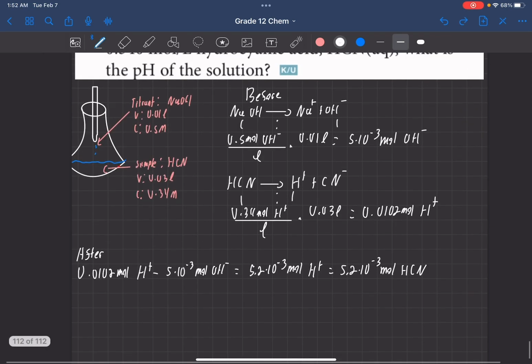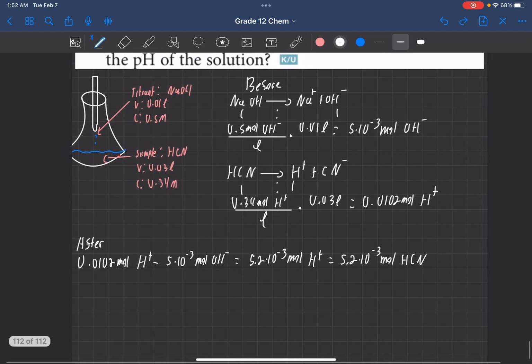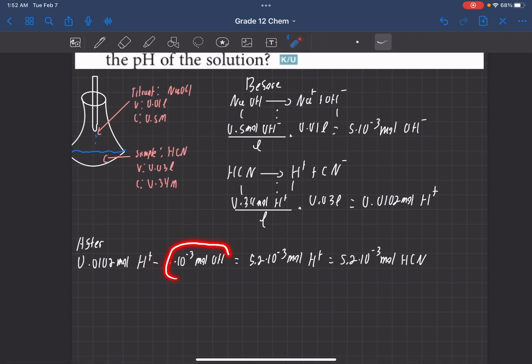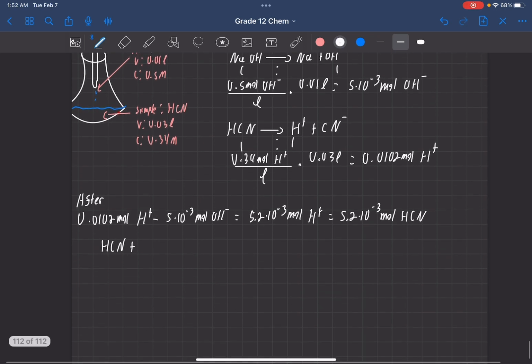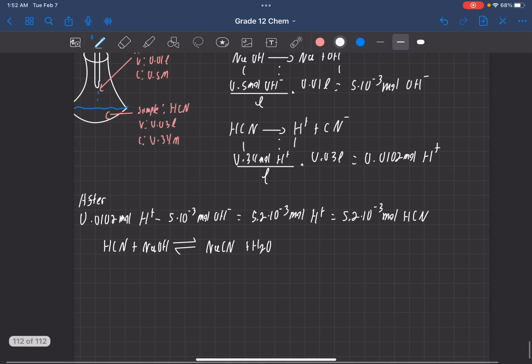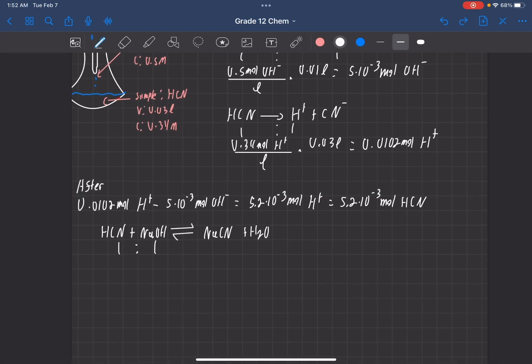All right, but if you remember, when we react our sodium hydroxide and our hydrocyanic acid, we form a salt, right? So 5 times 10 to the negative 3 moles of hydroxide reacts with 5 times 10 to the negative 3 moles of hydronium. Hydroxide coming from this guy, hydronium coming from this guy, and we create a salt. So we have HCN, hydrocyanic acid, plus sodium hydroxide, and we form a salt, that being sodium cyanide, so NaCN, plus water, of course, and this is a 1-to-1 ratio, so 1-to-1 to 1.